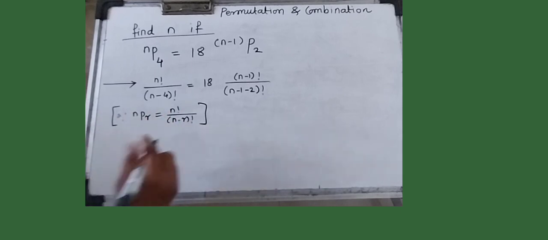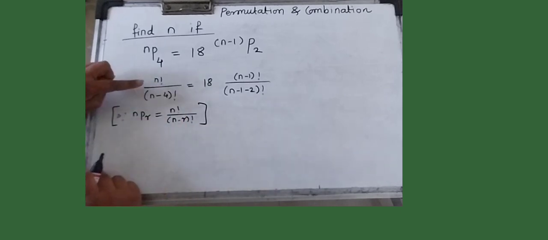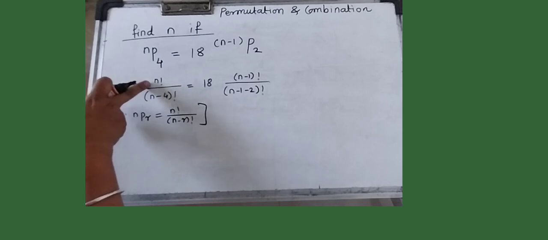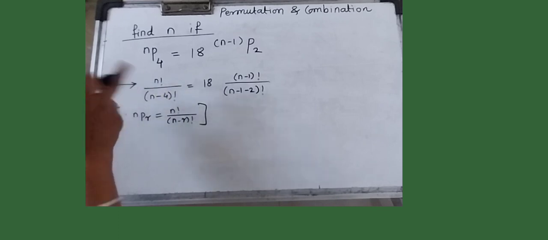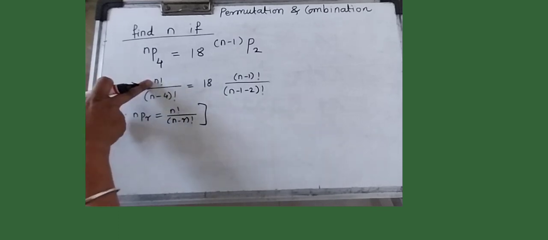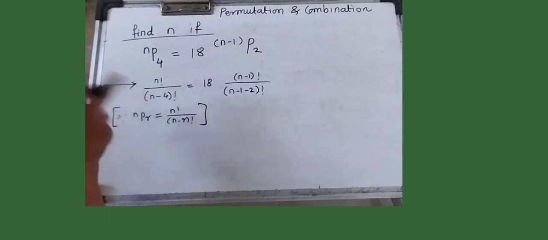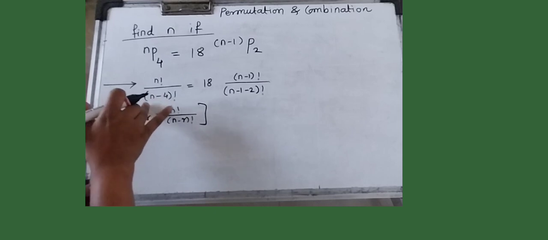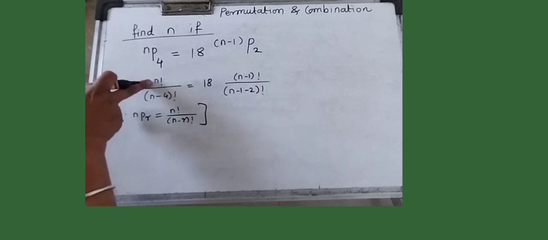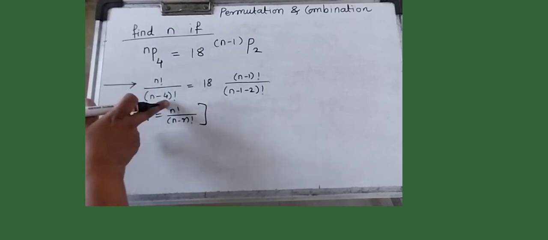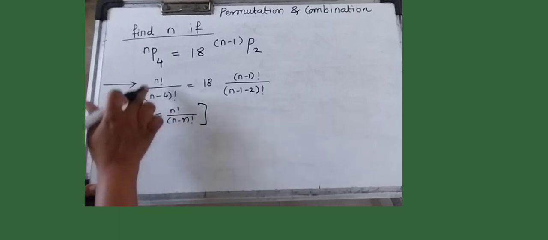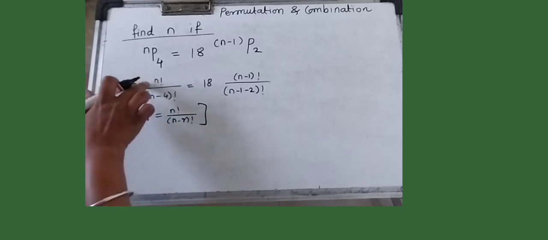Okay. Now, see this n. This n is bigger, and this term is bigger. This term is smaller. Why? Because this is n and this is n minus 4. Something is reducing from the n. So this is a smaller term than this.